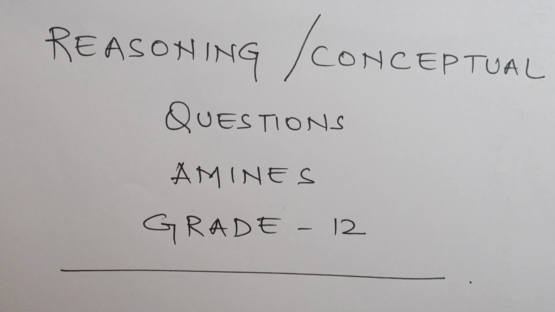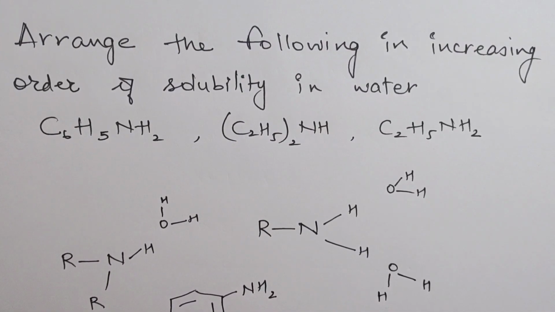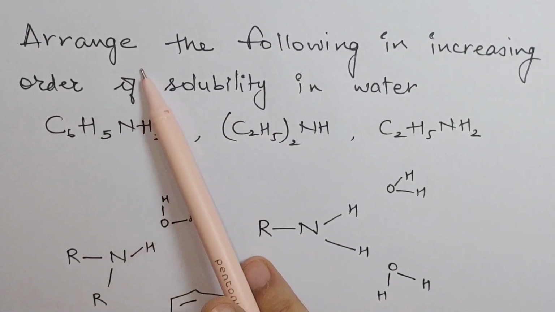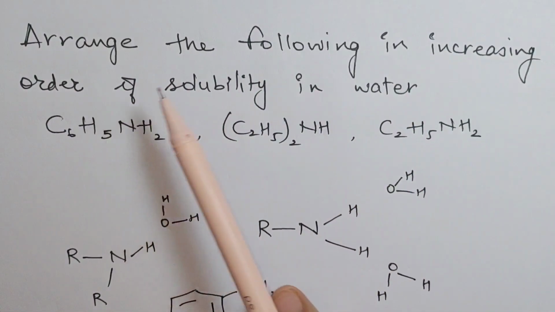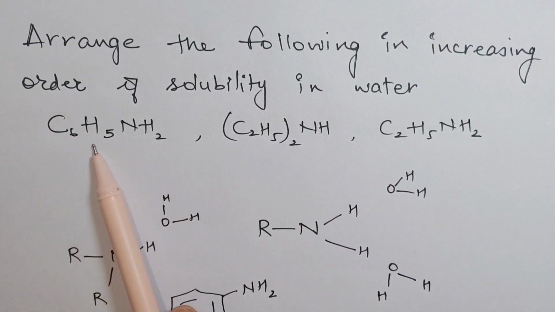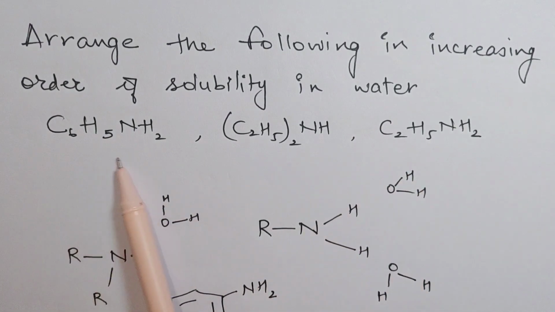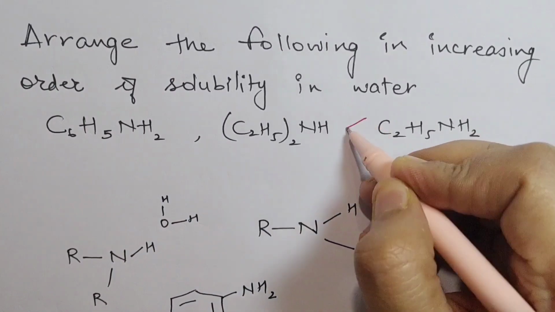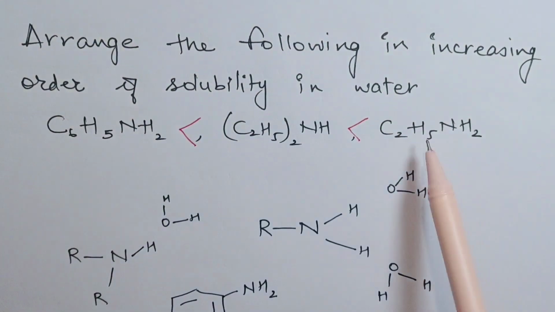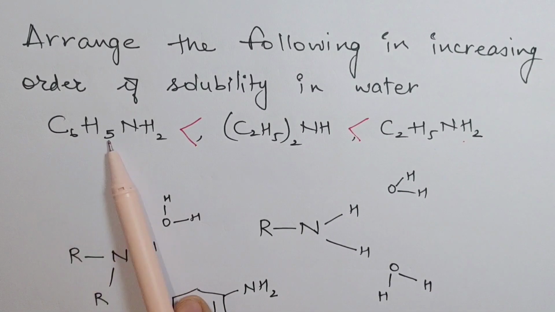Today's topic is reasoning or conceptual questions from the chapter Amines. So let's get started. Let's start with physical properties. Our first question is: arrange the following in increasing order of solubility in water. The compounds are aniline, diethylamine and ethylamine. The order that would be followed is this: ethylamine would be most soluble and aniline would be least soluble.